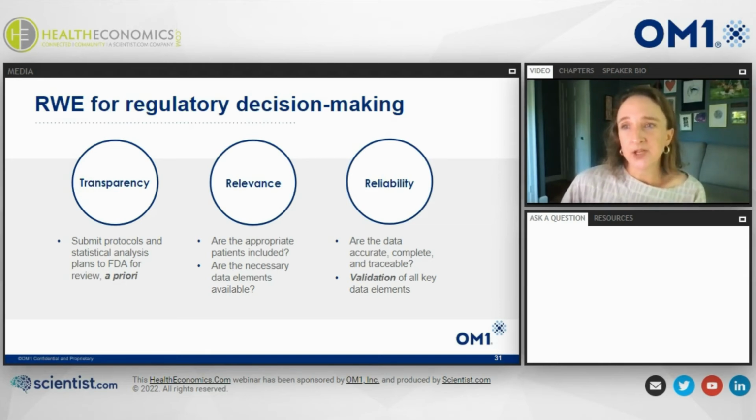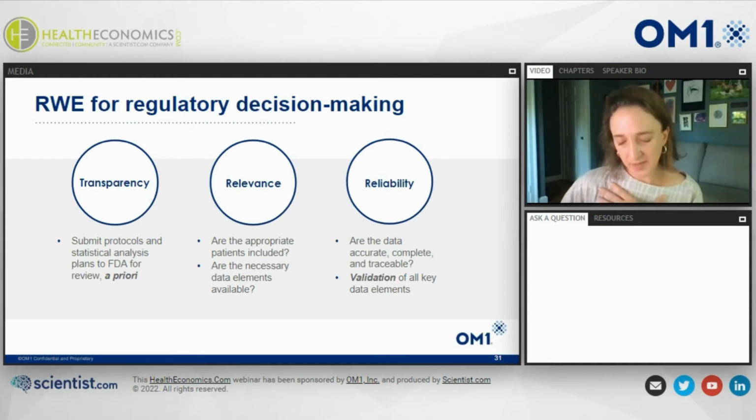So this is the recommendation that protocols and statistical analysis plans are submitted for agency review, for FDA review, in advance of study analysis. The second concept in the middle has to do with relevance, or in other words, whether data are fit for use, quote unquote. What do we mean by fit for use? This refers to whether the data that are collected are actually corresponding to the appropriate patients for inference, and whether the necessary data elements are available.